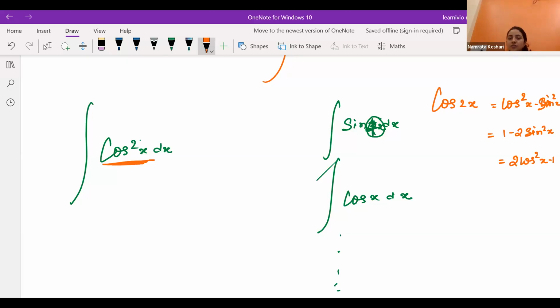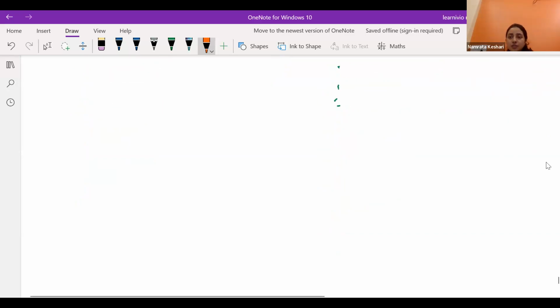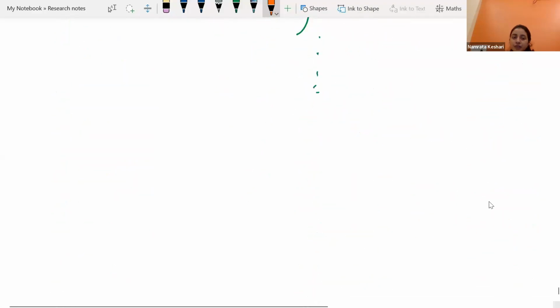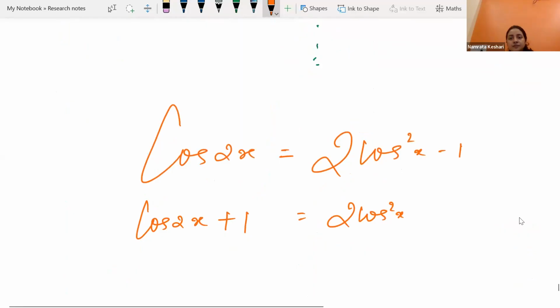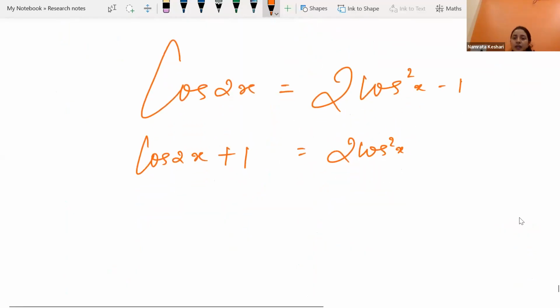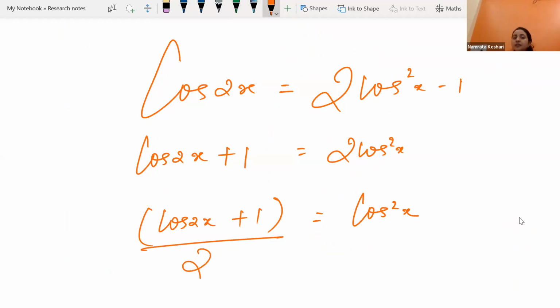Cos square x you can see over here. The third formula we are going to use, with a little bit of customization. We write that cos 2x is 2 cos square x minus 1. That means 2 cos square x is nothing but cos 2x plus 1, so cos square x is nothing but cos 2x plus 1 by 2, right?